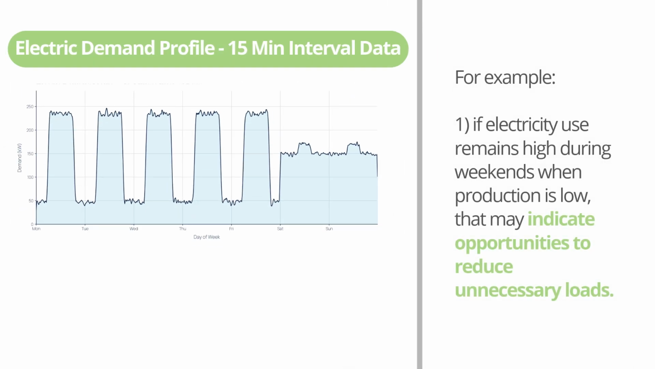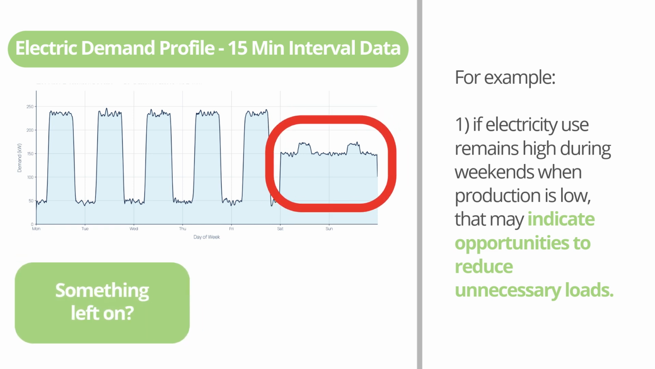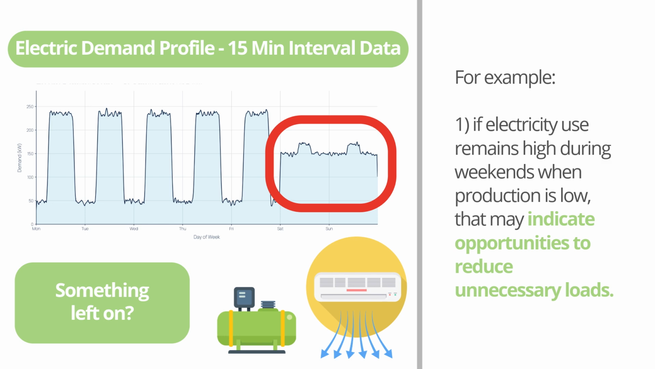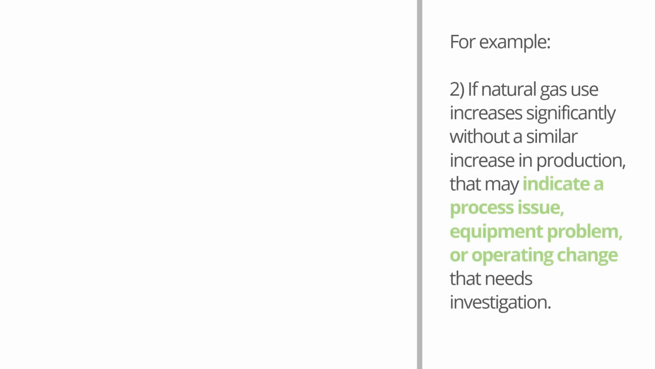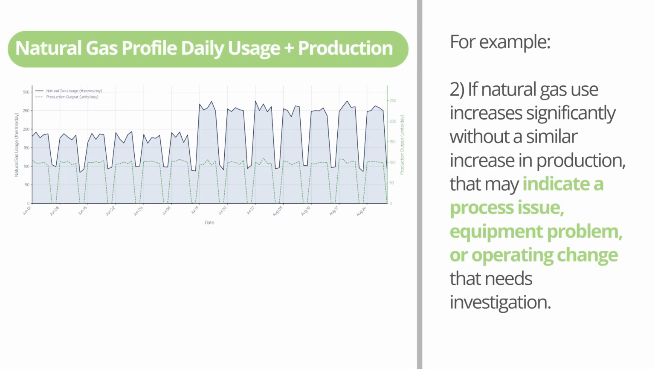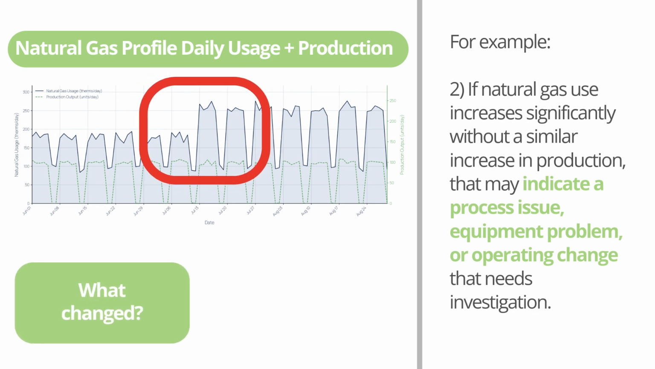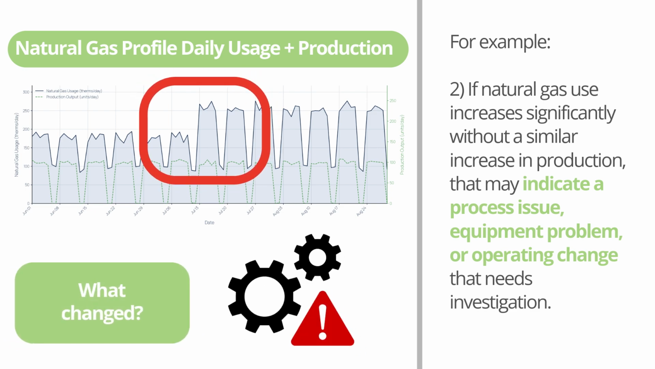For example, if electricity use remains high during weekends when production is low, that may indicate opportunities to reduce unnecessary loads. Here's another example. If natural gas use increases significantly without a similar increase in production, that may indicate a process issue, equipment problem, or operating change that needs investigation.